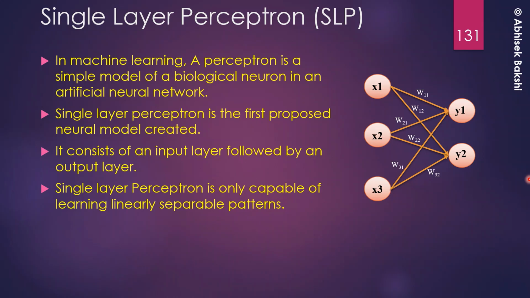What is linearly separable patterns? We will understand it, but before that, let's try to understand how we can utilize this single layer perceptron for solving a problem which is linearly separable. That means you can simply draw a straight line between two sets of data to classify them with 100% accuracy.